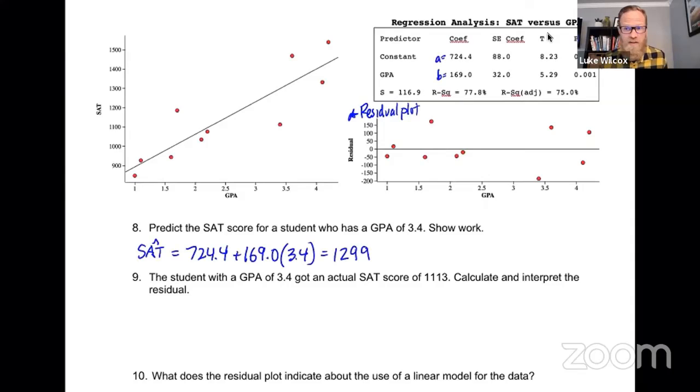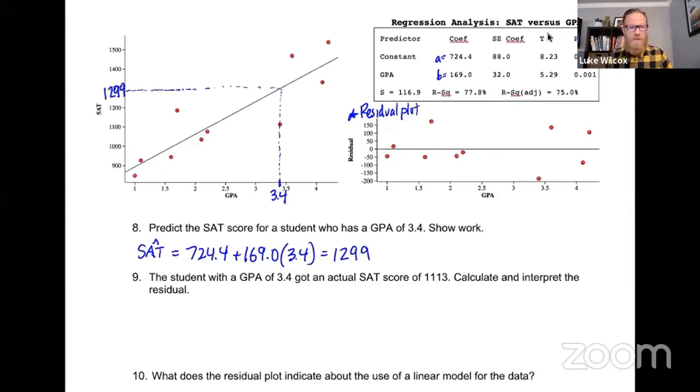Now let me make a connection here to what you see in the scatter plot and the line of best fit. What we're trying to do here is to make a prediction for a student with a 3.4 GPA. So what we're really doing when we plug 3.4 into the line of best fit is we're going up to the line of best fit here, and we're looking for the Y value that goes with that particular X value. And if you follow that all the way over, it seems reasonable that 1299 would be that Y value right there. So we're actually just confirming something that we see in the graph there from the line of best fit.